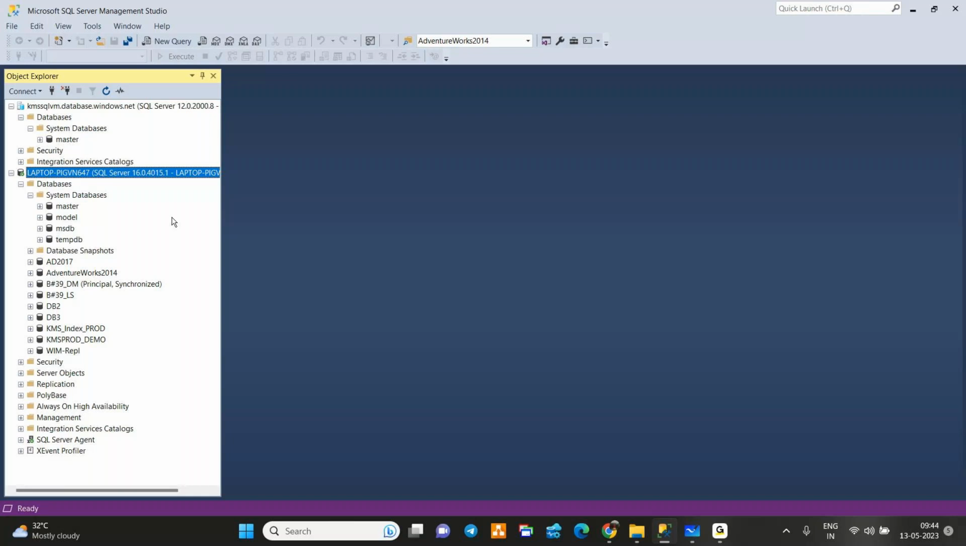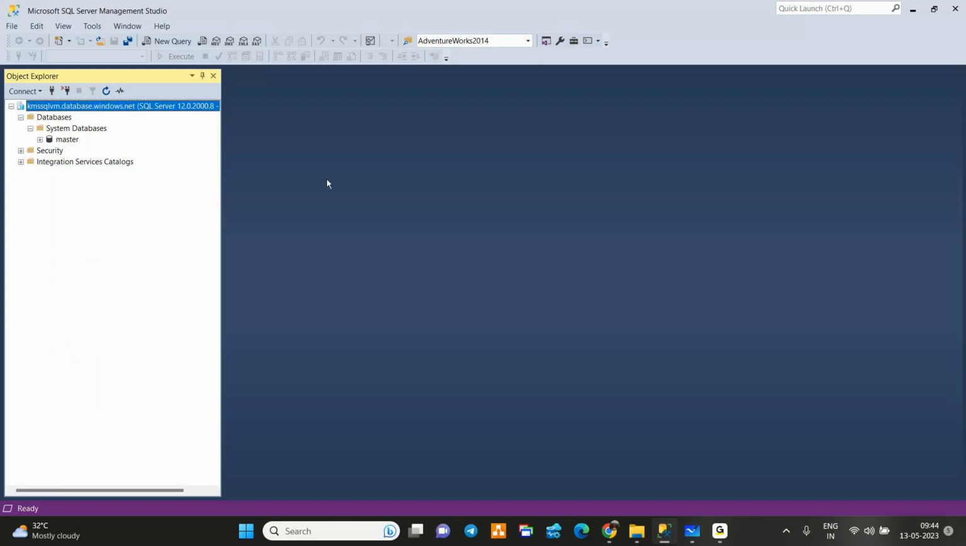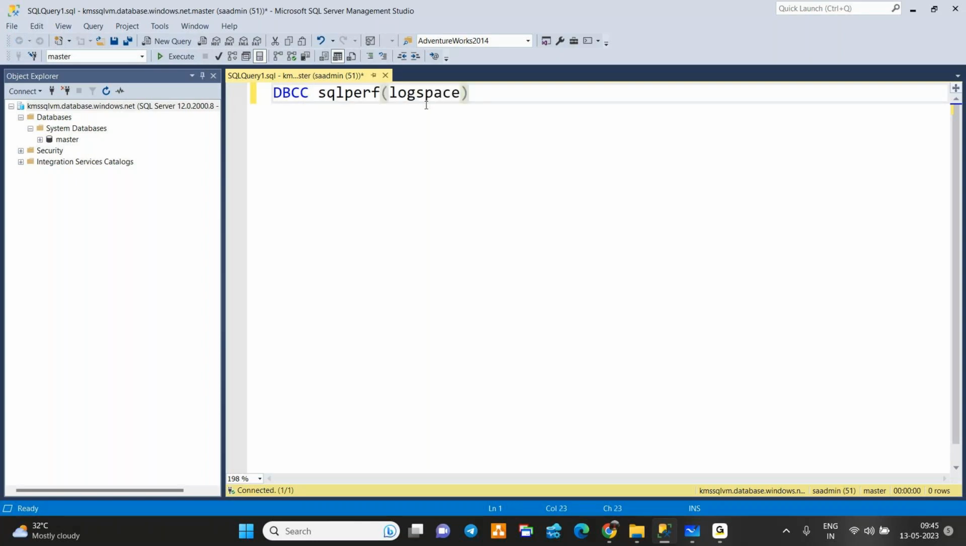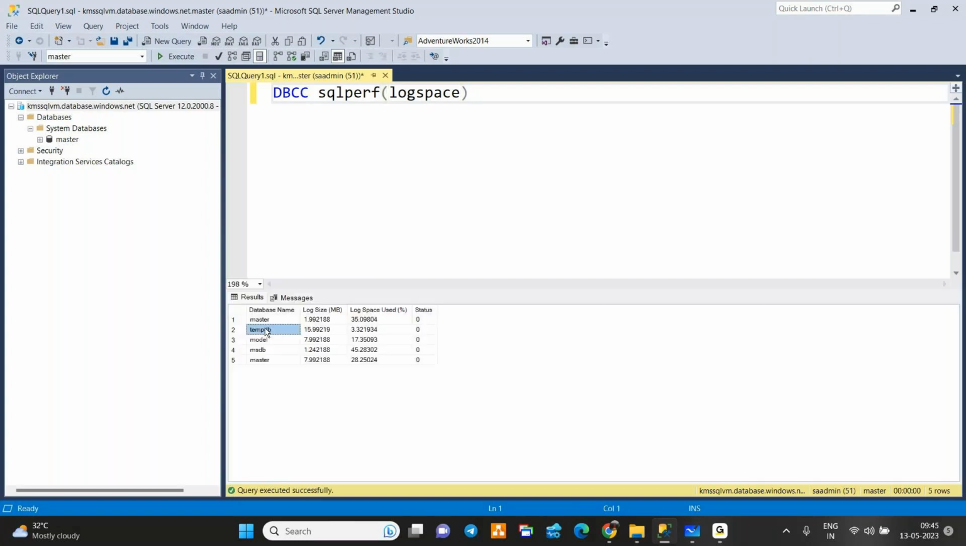Yes, Microsoft manages all the databases and maintains them. If you want to see that, run this command: DBCC SQLPERF(LOGSPACE). You will see master, tempdb, model, and msdb databases.